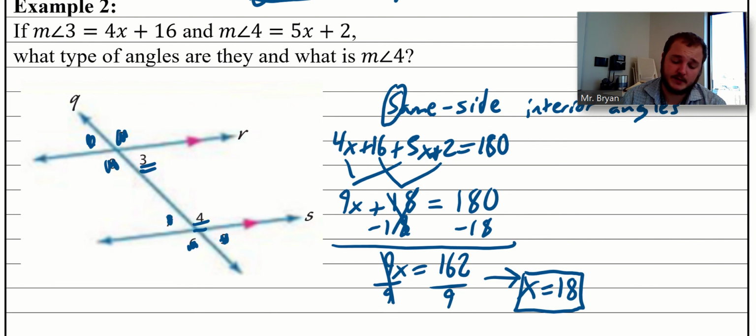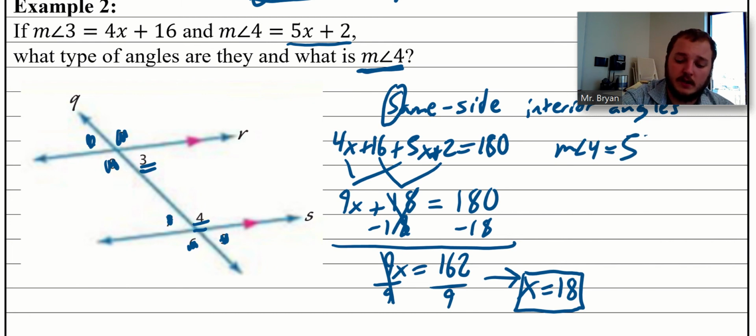And then we're always getting into that habit of checking and seeing, do I need to plug this back in for anything? In this case, I do. It's asking for the measure of angle 4, so I do need to plug this back in here. Notice I was told the measure of angle 4 is 5x plus 2. So measure of angle 4 equals 5, and then instead of x, I'm going to plug in 18 for x, and then plus 2. Now we just need to do the math.